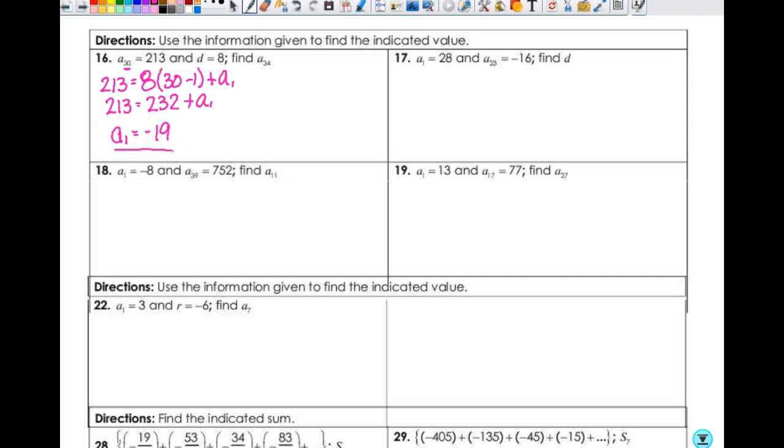So now that I have that, I can find A34. So A34 that I'm looking for is equal to D, which is 8, times n, which is 34 minus 1, plus A1, or minus 19. So 34 minus 1 is 33, and 33 times 8 minus 19 gives me A34 equal to 246.